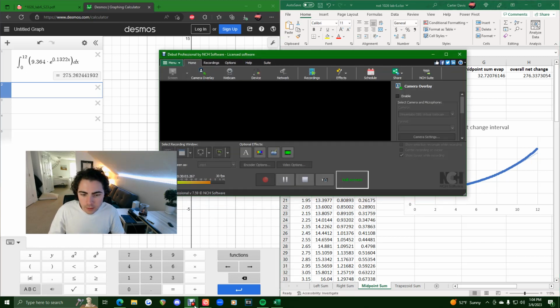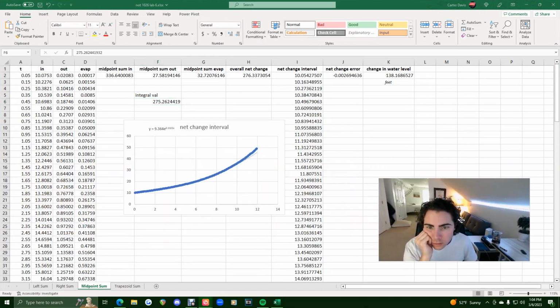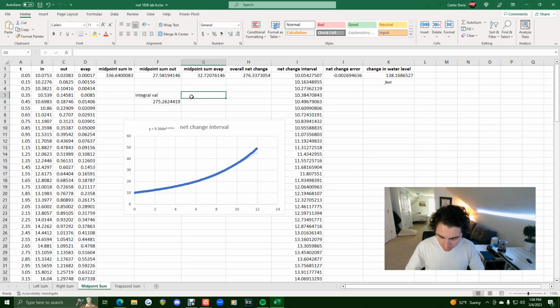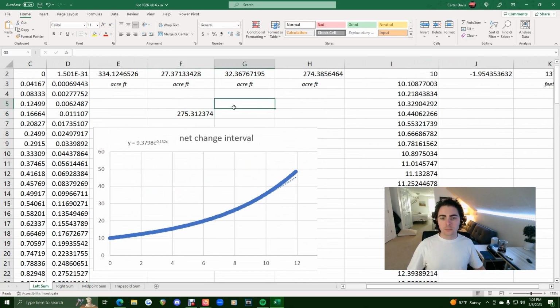And how are we doing on time? We're almost done here. That's about 30 minutes, which is pretty solid. Okay, we have our three integral values. So now let's make this bigger. We're going to type an error here, and here, and here. This is the integral value again.